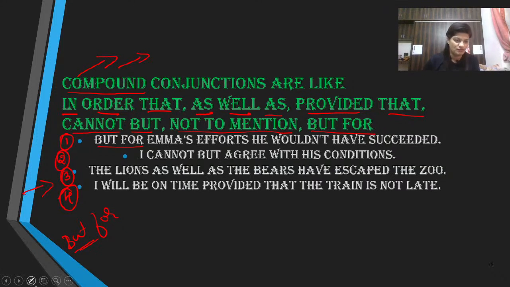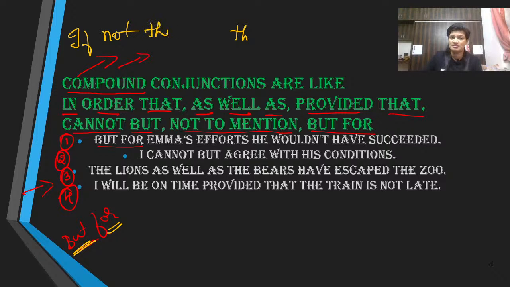But for, okay, let me change the color. But for Emma's efforts, he wouldn't have succeeded, which means that if Emma had not tried, the other person, he wouldn't have succeeded. Now, try and give me a similar example, Alma and Shritaja. But for what reason do I support her? Not really. If not for her, the meaning of but for becomes if not for her. It would be like if not for this, this wouldn't have happened.